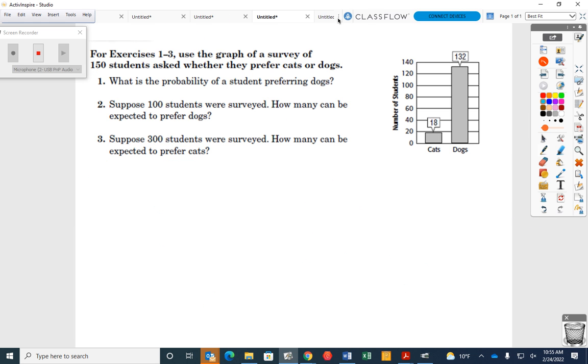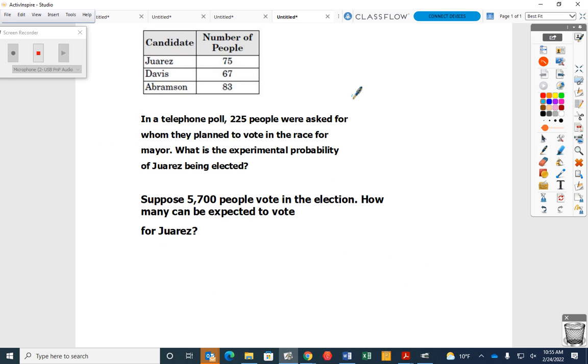You guys kind of understand what's going on? Yeah. Let's take a look at this. Okay? A little. This one says, in a telephone poll, 225 people were asked for whom they plan to vote in the race for mayor. What is the experimental probability of Juarez being elected? Well, if we look up here, if we're going to find this experimental probability, what do we need to do with these? What do we need to figure out? How many people voted?